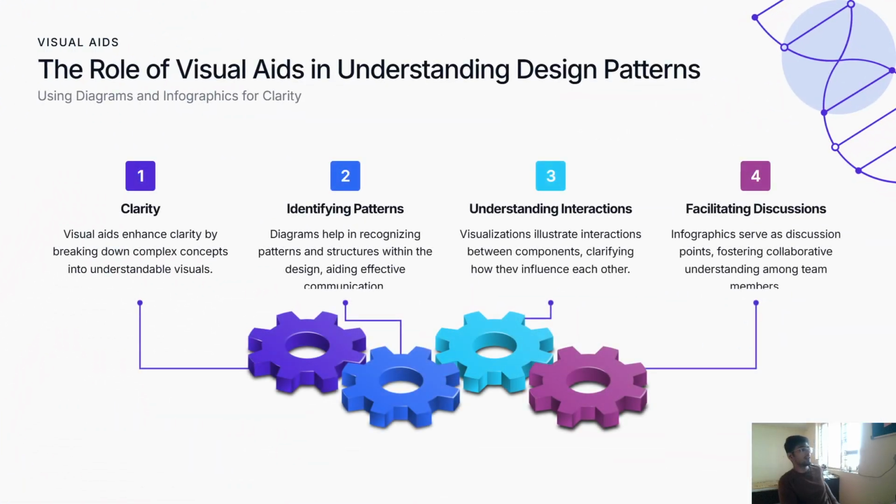The role of visual aids in understanding design patterns. Clarity: visual aids enhance clarity by breaking down complex concepts into understandable visuals. Identifying patterns: diagrams help in recognizing patterns and structures within the design, aiding effective communication. Understanding interaction: visual illustrations show interaction between components, clarifying how they influence each other. Facilitating discussions: infographics serve as a discussion point, fostering collaborative understanding among team members.